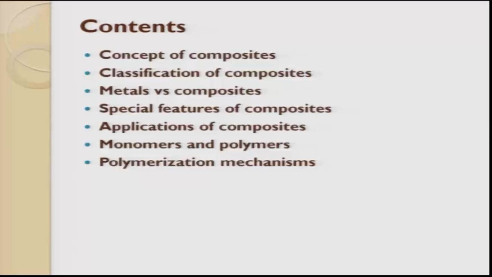So in today's lecture, we will cover the content of composites, then we will talk about classifications of composites, then the advantages of composites as compared to metals, special features of composites, and applications of composites. Then we take exclusively polymer matrix composites, and we will talk about what is monomer, what is polymer, and what are the different mechanisms by which polymerization can happen.